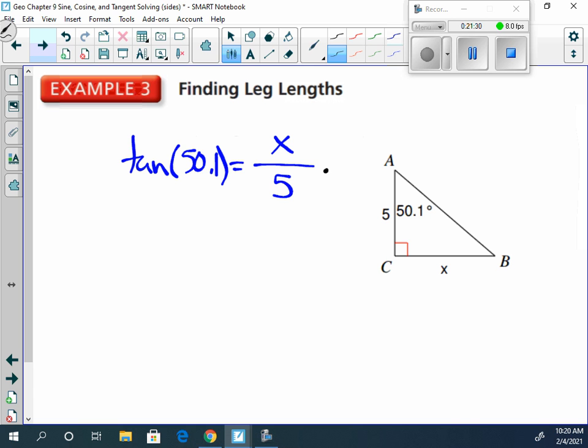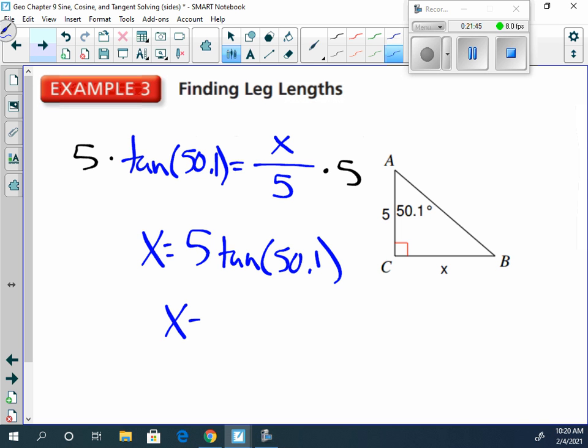So we're going to multiply both sides by 5, and have x is equal to 5 tangent of 50.1. Or it would be 6.0 if we rounded to the nearest tenth.